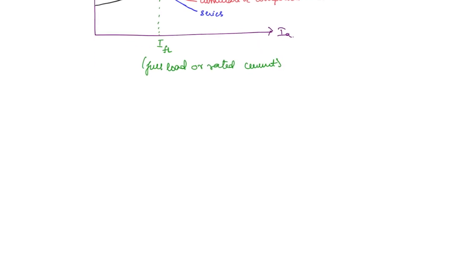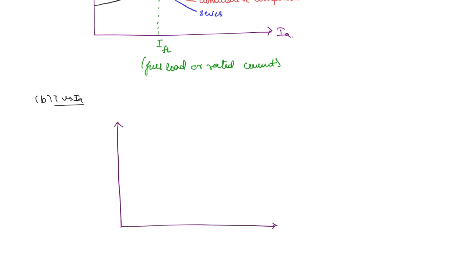Next, torque versus armature current, T versus IA. So how are these characteristics going to look like? We will mark T here, IA here. Now shunt characteristics, we know it is linear relationship, torque is directly proportional to IA. So it will be like this. You can write here this is the shunt motor. Next, what about the series motor?